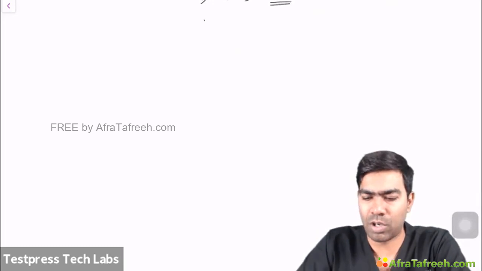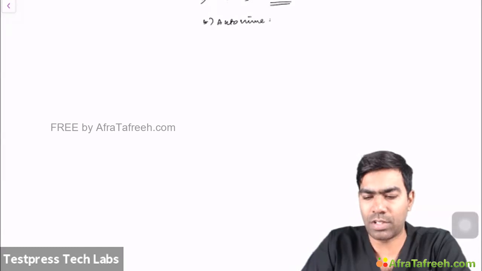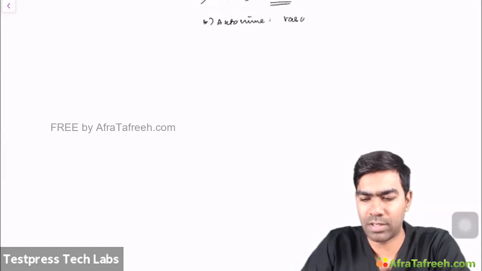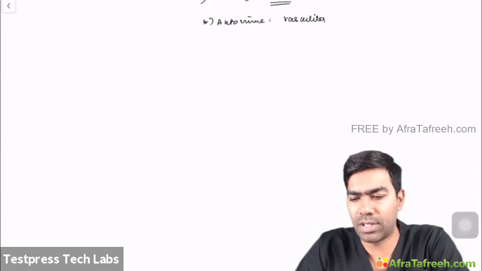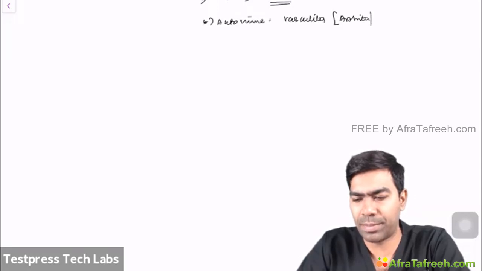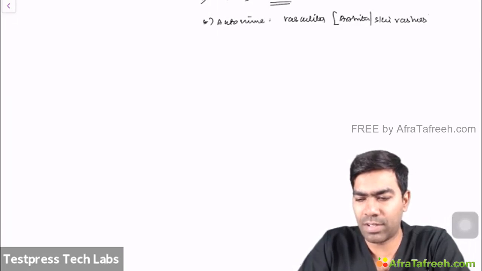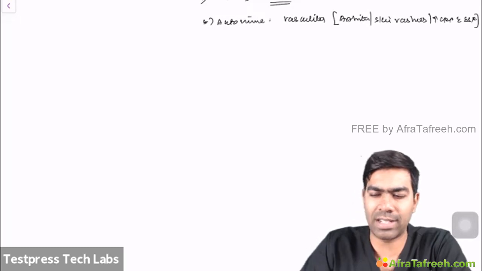Then we have some autoimmune causes also. Autoimmune cause in the sense we have vasculitis. Vasculitis typically tends to come with some inflammatory signs. For example, they will have arthritis, they will have skin rashes, and of course, they will have an extremely raised CRP and ESR. Multi-organ involvement is a classical feature of vasculitis.